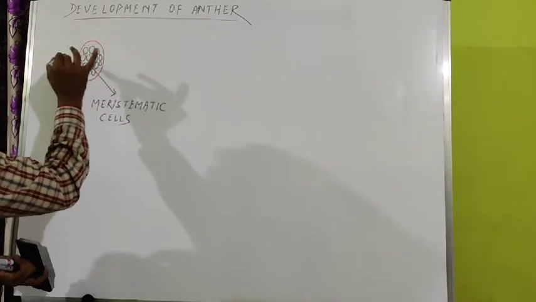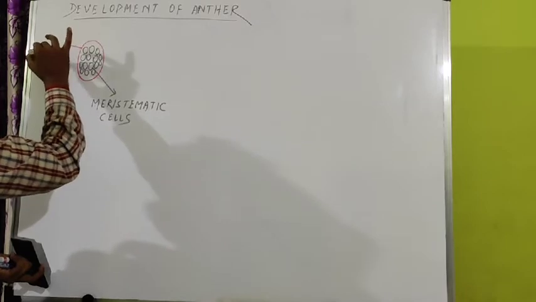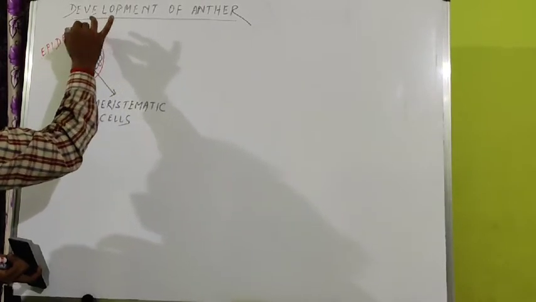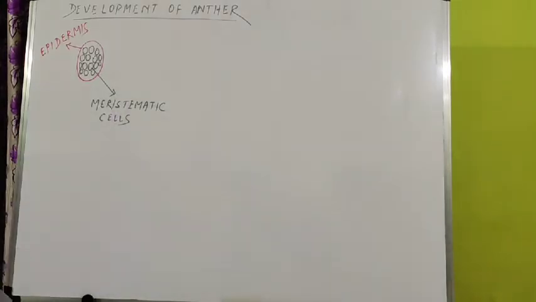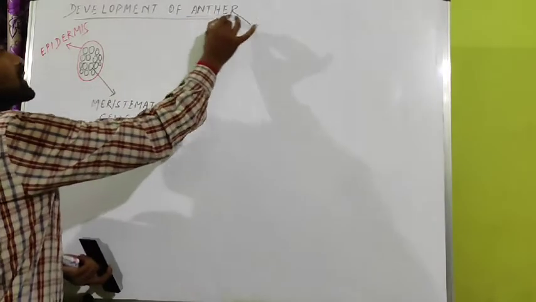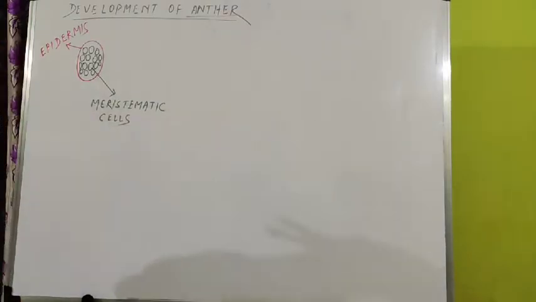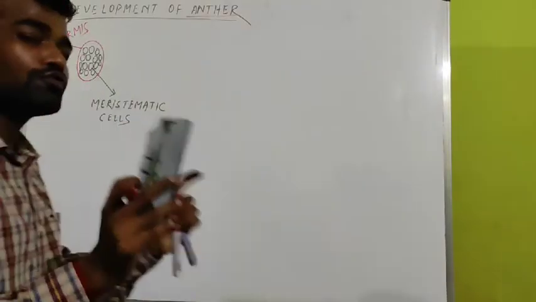उनको कवर करके क्या होता है? एपिडर्मिस. एक कवर को क्या बोलते हैं? एपिडर्मिस. तो इनिशियली दिस इज द स्टामेन, दिस इज द आंथर, नॉट स्टामेन, दिस इज द आंथर. स्टामेन कंसिस्ट ऑफ 2 पार्ट्स, आंथर एंड फिलामेंट. तो इनिशियली आंथर इज लाइक दिस. आंथर के अंदर कुछ भी नहीं मिलेगा.